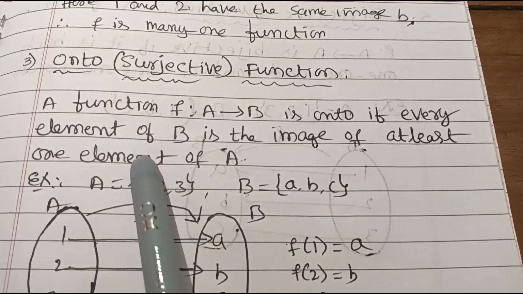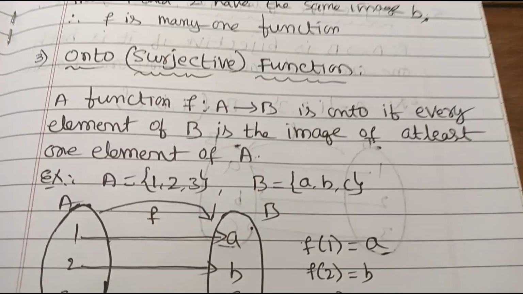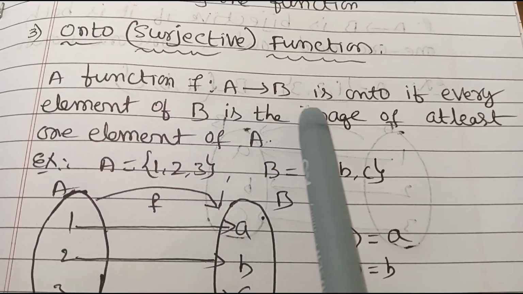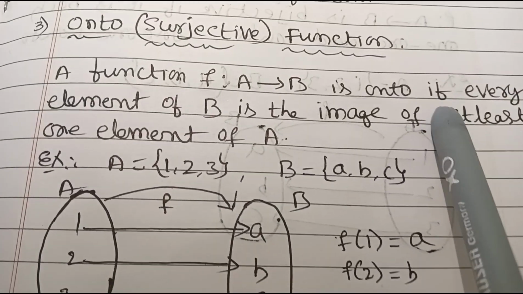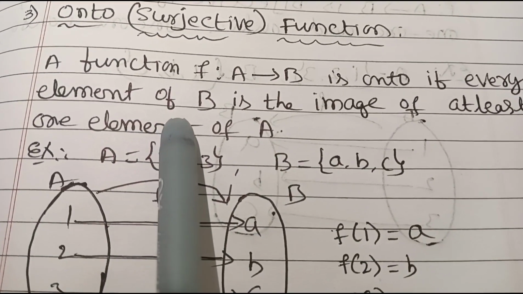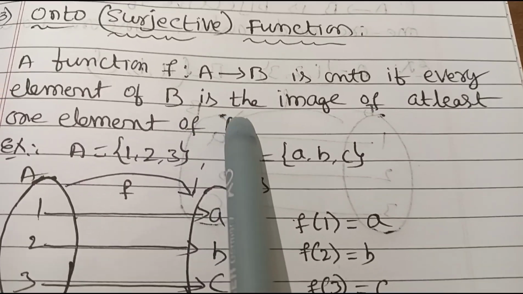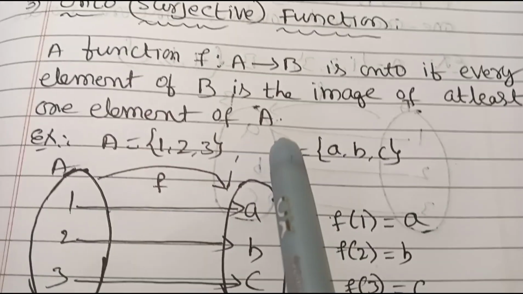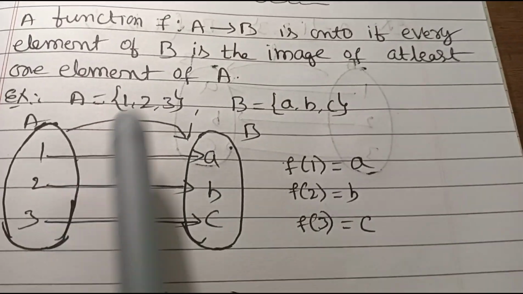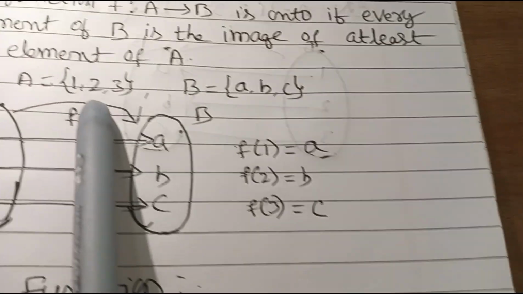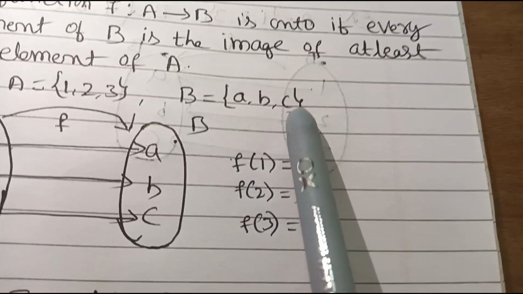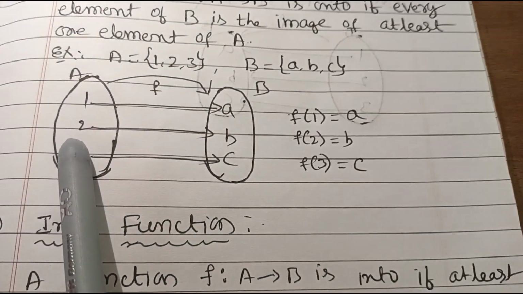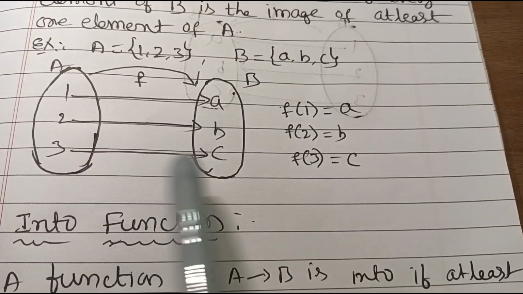Next, onto function or surjective function. Definition: a function f from A to B is an onto function if every element of codomain set B is the image of at least one element of domain set A. For example, set A elements are 1, 2, 3, and set B elements are A, B, C. Here the image of 1 is A, the image of 2 is B, and the image of 3 is C.